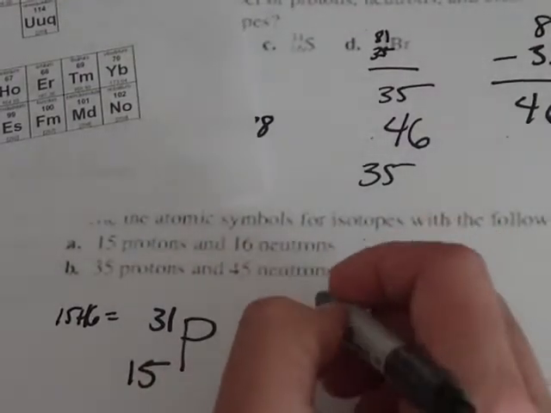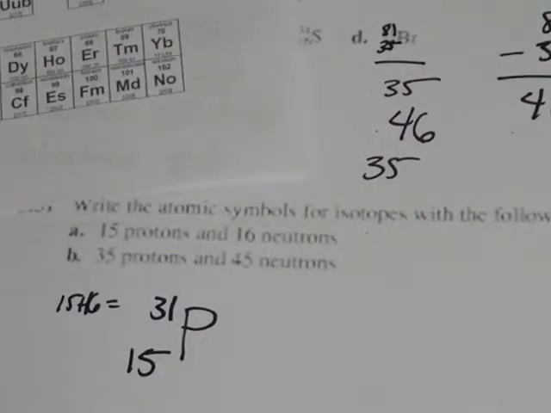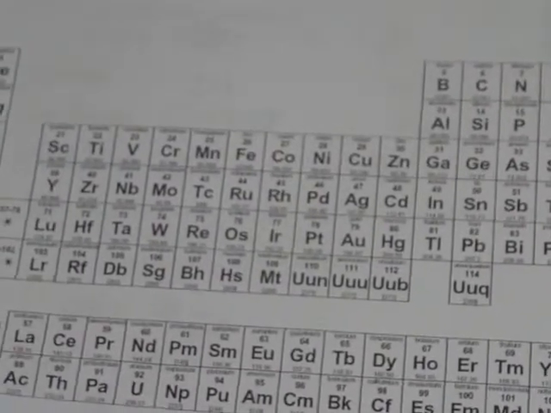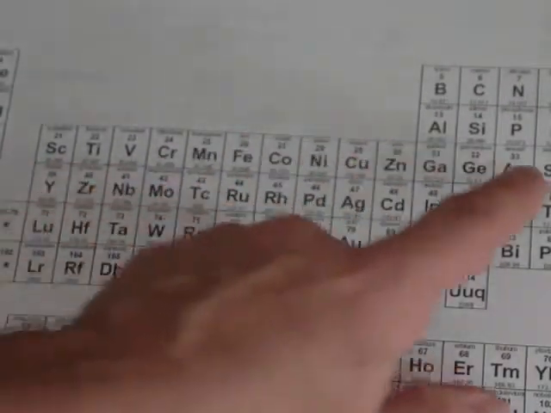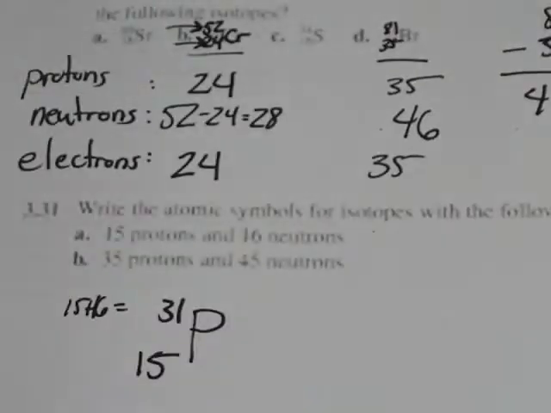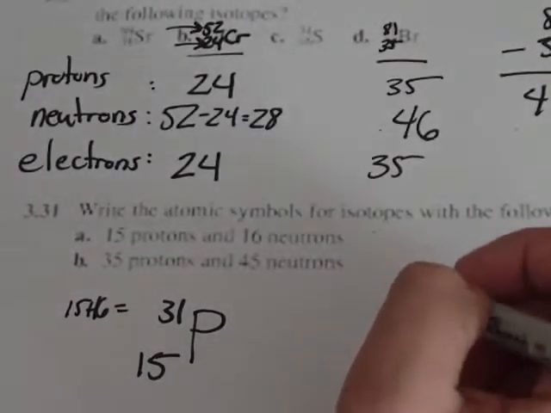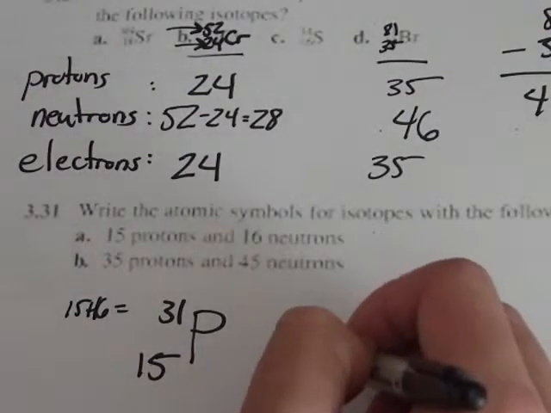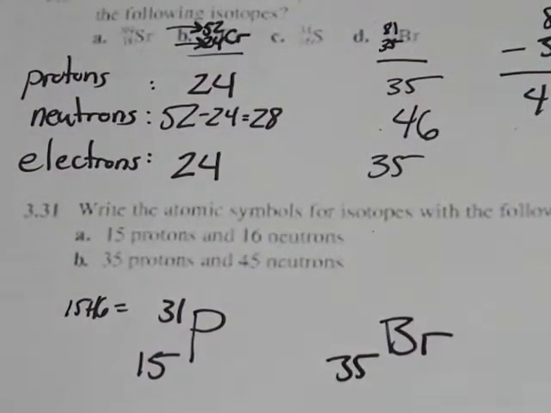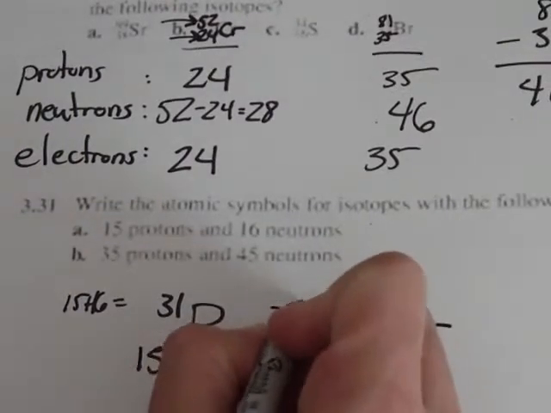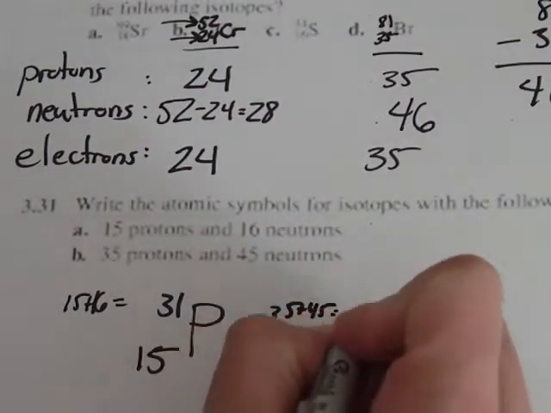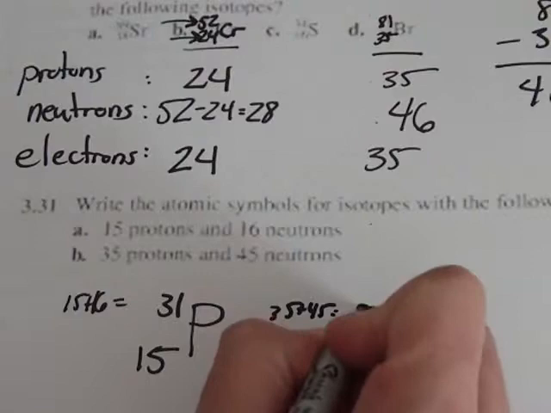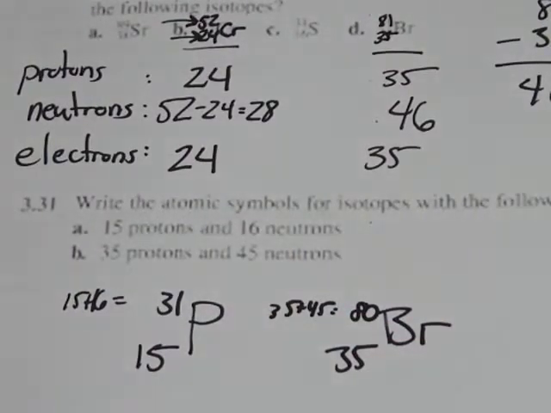For the next one, we have 35 protons. So we look here, try to find number 35. We find bromine as we had in the past. All right, so we have Br. We have 35 protons, atomic number. And then 35 plus 45 is equal to 80. So 80 goes on top.